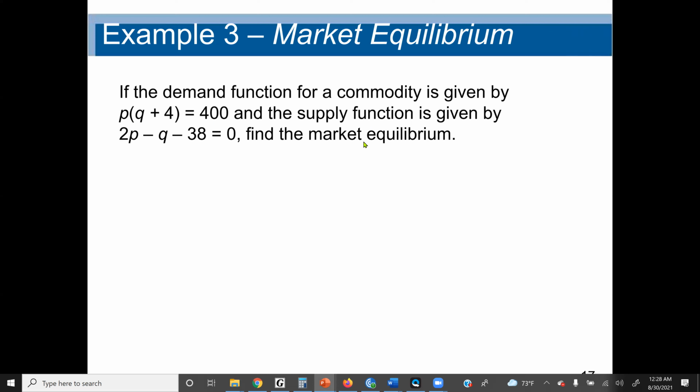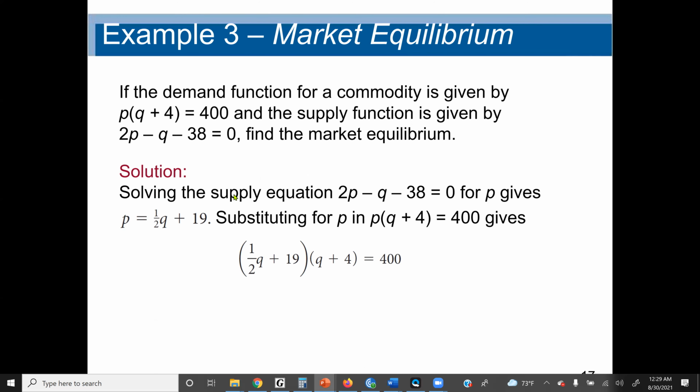Again, here we have the supply function, and we also have the demand function. So we will say the demand function equals the supply function. Then we look for the values of P and Q: how many items we need to put in the market so that the price will be balanced and the market in equilibrium. So that's what we start with now, solving the supply equation, 2P minus Q minus 38 equal to 0, for P. That gives us P equal to half Q plus 19.